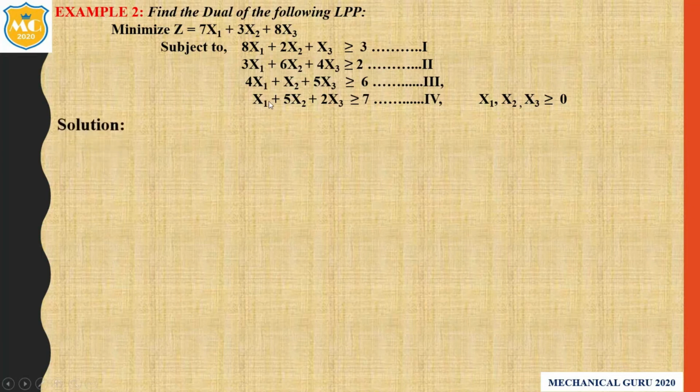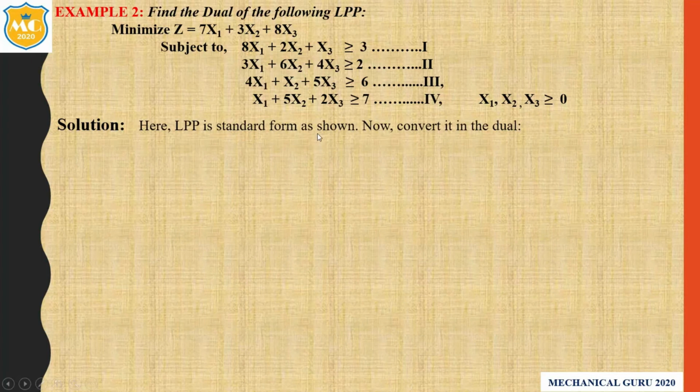Now we solve the problem. Here, as per the steps, the problem is in standard form, as all the signs are greater than or equal to. Okay, so here the LPP is in standard form as well. So now convert it into the dual problem. Now I will solve directly. Here the problem is minimization, so maximize z is equal to 3y1 plus 2y2 plus 6y3 plus 7y4. It's simple. Now we prepare the matrix.